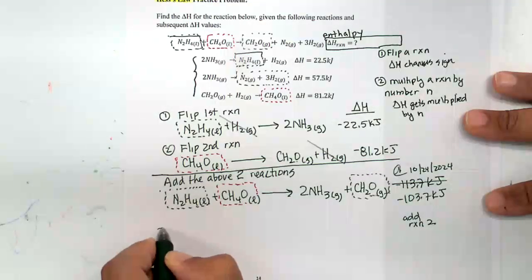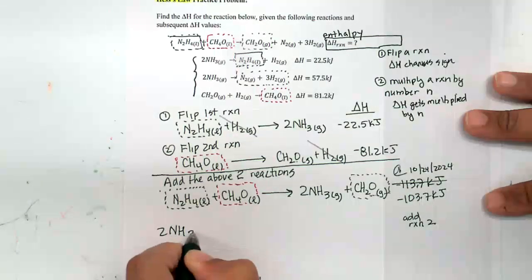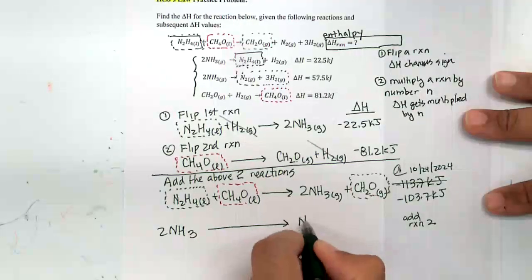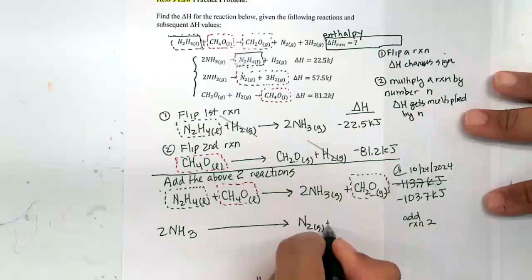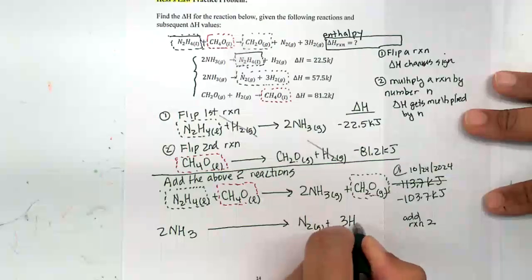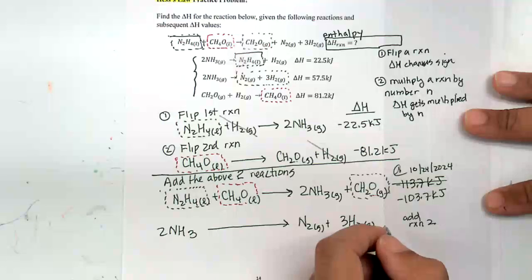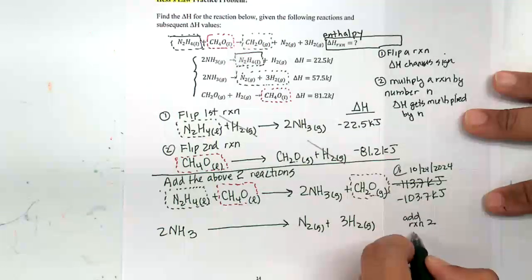So if this becomes 2NH3, okay, which goes to N2 gas plus 3H2 gas. And this is at 57.5 kilojoules.